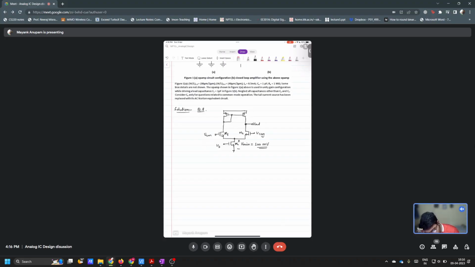They are asking what is the minimum possible value of VCM so that all the transistors remain in saturation. So tell me, if VCM starts to go down, which transistor will be affected first? M0, sir. Why? I mean, there is a relation, sir. No, no. How come? I'm asking why should it be affected first?